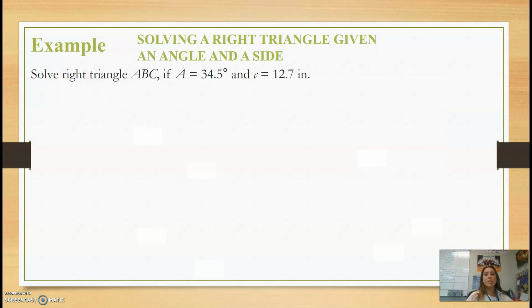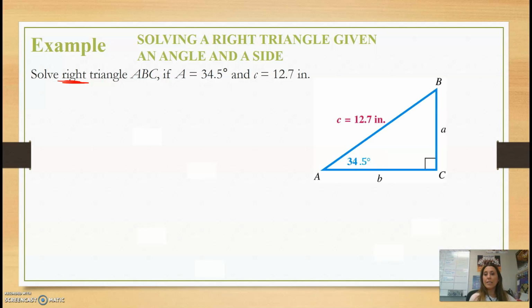So let's look at this example. We're going to solve triangle ABC, and it's a right triangle, so we're given some information right away. We have at least one angle given to us, the right angle, so we know what kind of triangle we're dealing with. And then if A is equal to 34.5 degrees, then C is equal to 12.7 inches. So go ahead and set up your triangle and hit pause and do that.